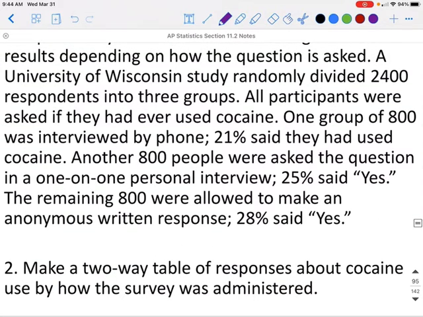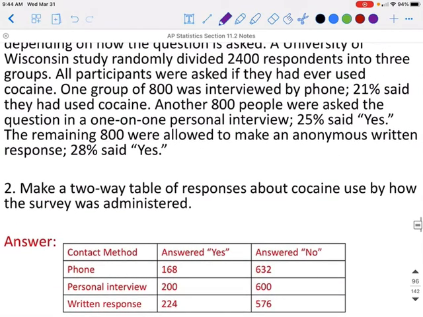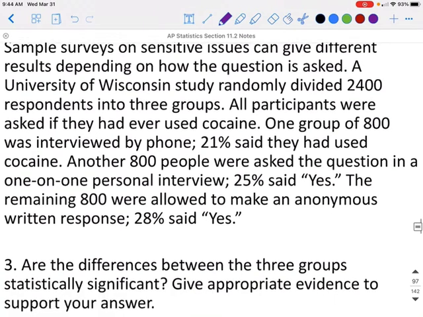Next, we need to make a two-way table of responses about cocaine use by how the survey was administered. For the method of using a phone, we know what percent it is, so we can multiply the 800 by that percent, and we can see 168 of them responded yes, they had used cocaine, where 632 said no. For the personal interview, again, we know the percent that said yes, so we can take 25%, so 0.25 times the 800 people surveyed that way, and we can say 200 people said yes and 600 said no, and we can do the same thing with the written response.